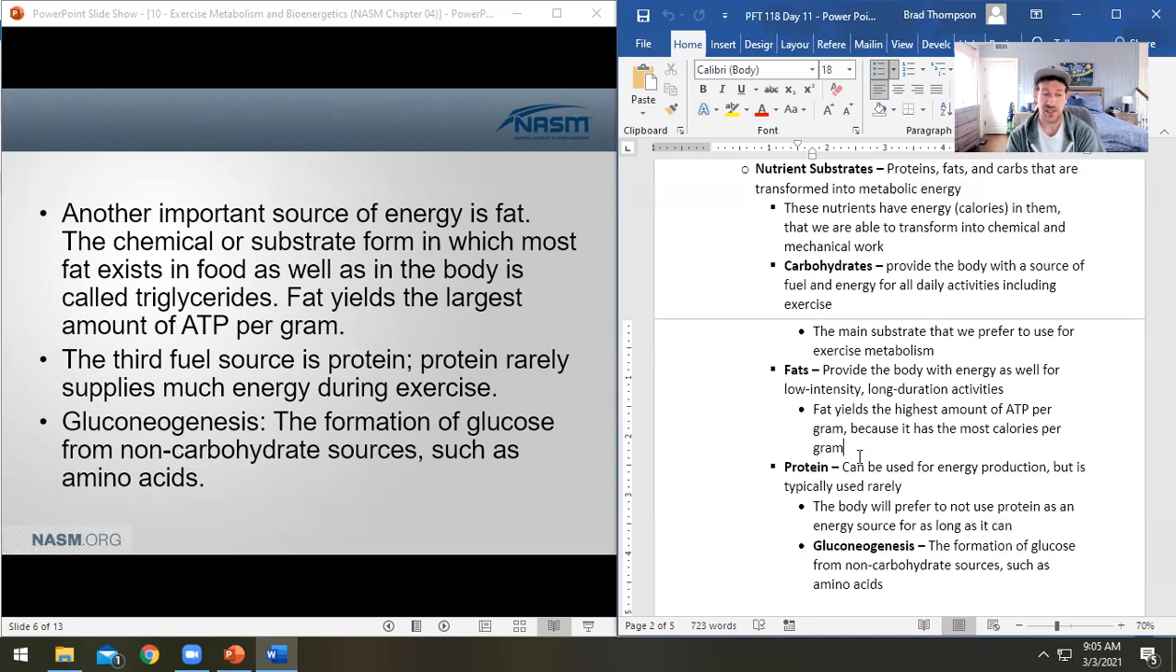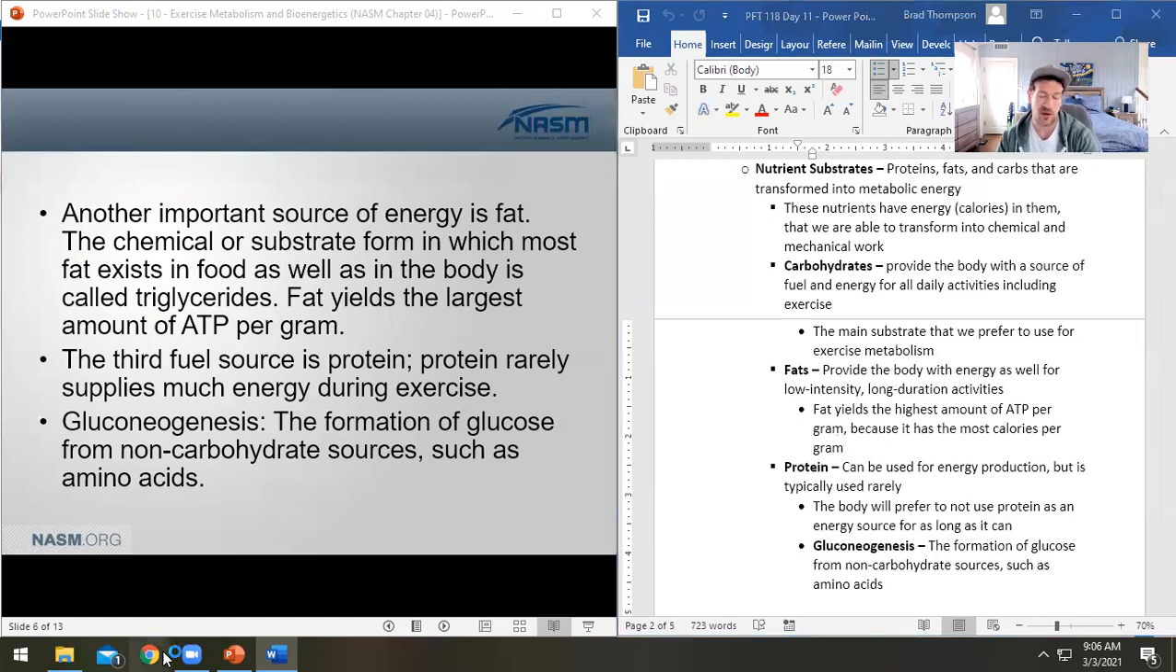Our third fuel source is going to be protein, but our body prefers not to use protein, tries not to, right? But protein can be used for energy production, but we really don't want it to for a couple of different reasons. Your body will try to not use protein because it's trying to use protein to repair your body's tissues. Any cellular damage that was created, your body is going to try to use protein to repair that, rather than using it for energy production. But we can do this process called gluconeogenesis, which is where your body can take an amino acid.